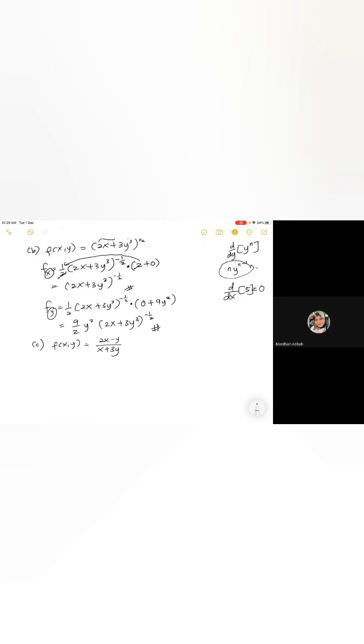Okay, see, f(x,y) equals (2x minus y) over (x plus 3y). If you want to differentiate with respect to x, again, y is constant. So you have to look where your variable x is. Now you have variable x in the numerator as well as the denominator, so you have to use the quotient rule here.